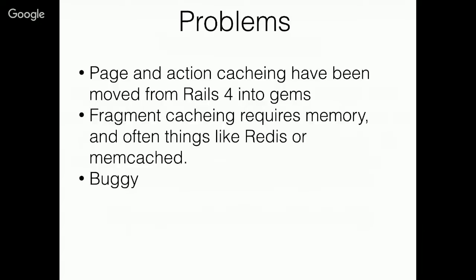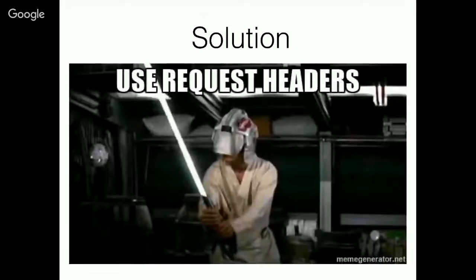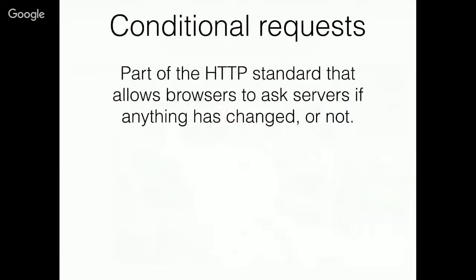And so the point of this is that you should look at using request headers instead of, or in addition to, or maybe before looking at fragment caching. And so what I mean here is we're going to use request headers to make something called conditional requests. And this is part of the HTTP standard that allows browsers to ask if anything has changed or not. So this isn't part of Rails necessarily, right? This is just part of the way the web works, which I think is really good and really useful to know because it's applicable across lots of different types of devices and lots of different types of instances.